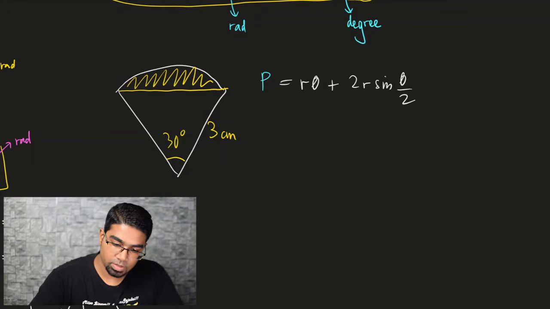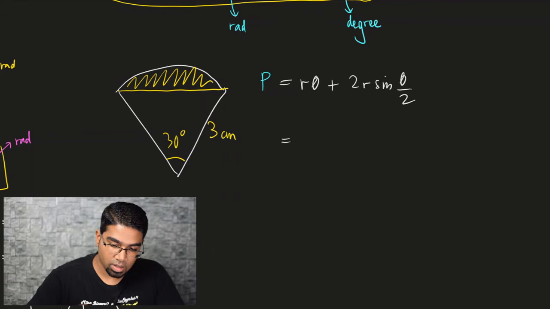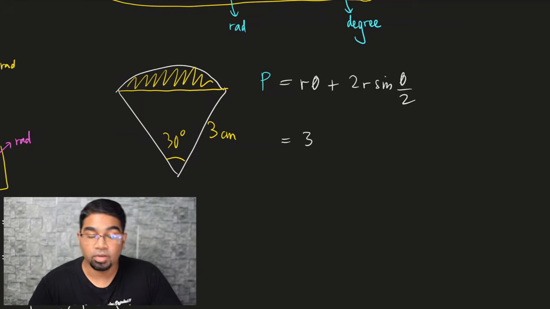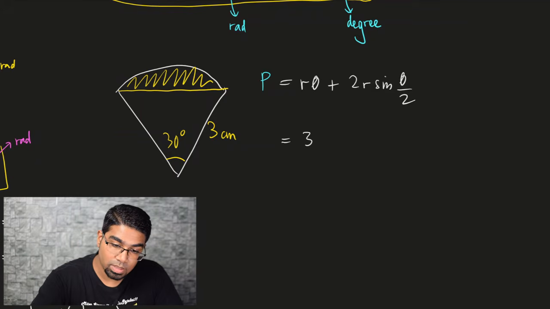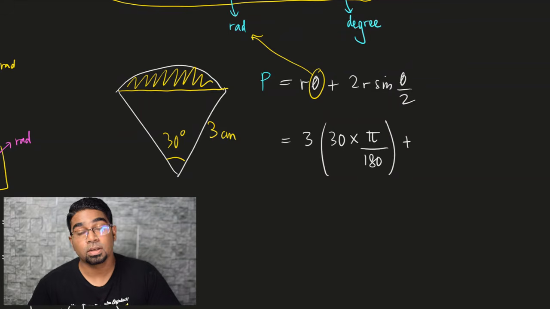Now we just have to substitute the values inside. This is where we have to be careful. R is 3. However, theta here must be in radians. So we have to convert 30 degrees to radians. How do we do that? 30 times pi over 180. So this is r theta, and then plus, here we have 2r sine theta over 2.